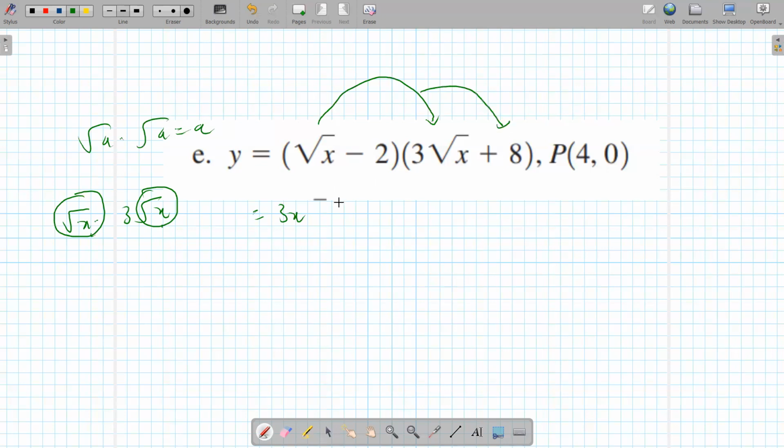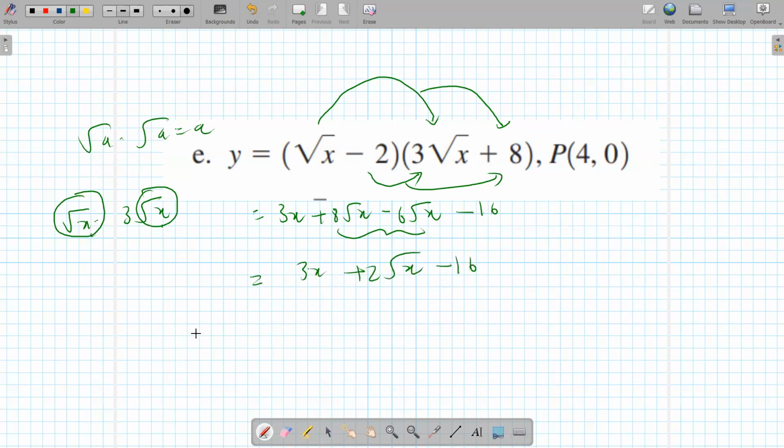The next term will be a root x. There's nothing to simplify there. The next term, what's negative 2 times 3 root x? Negative 2 times 3 root x. Is it negative 6 root x? Yeah, negative 6 root x. What's the last term? Negative 16? Yeah, negative 16. These are like terms, right? 8 apples minus 6 apples. It'll be 2 root x minus 16.